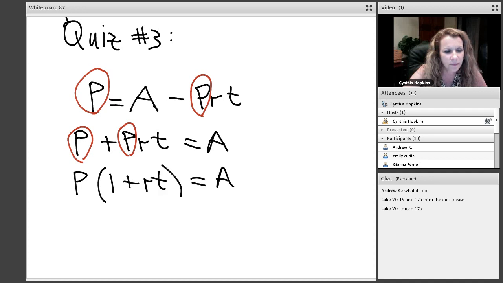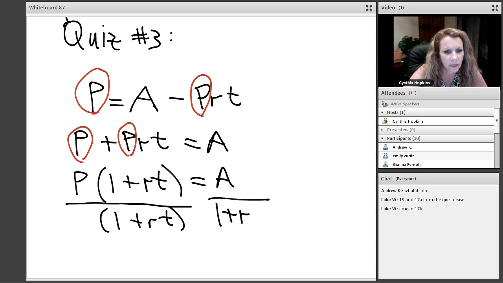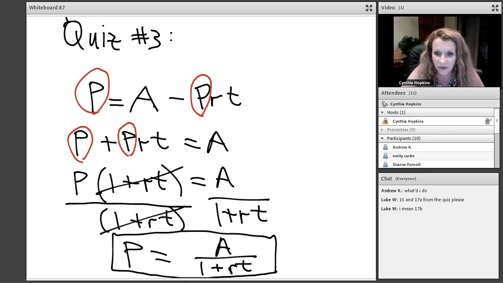And since that's P times the quantity, doesn't that mean they're factors? And so I can divide through by that quantity, 1 plus RT, on both sides, and factors can be canceled. And so there's my P, all alone. It equals A over 1 plus RT. And that's it. All right, so that's the one I wanted to do for you.